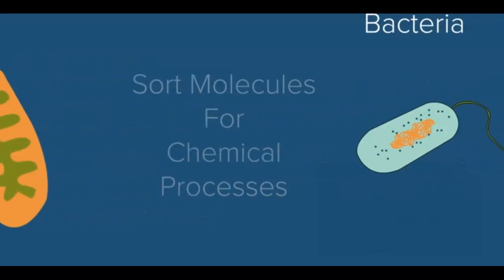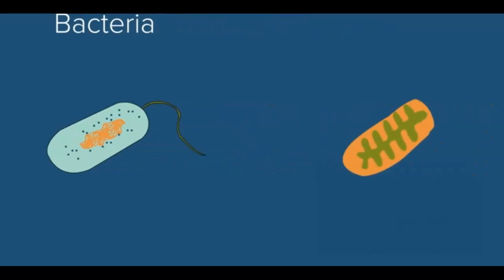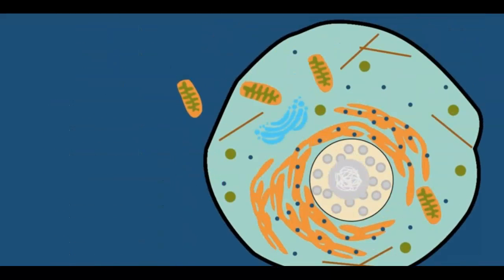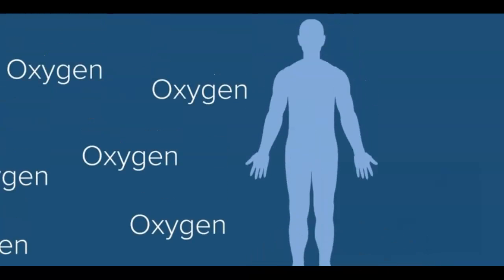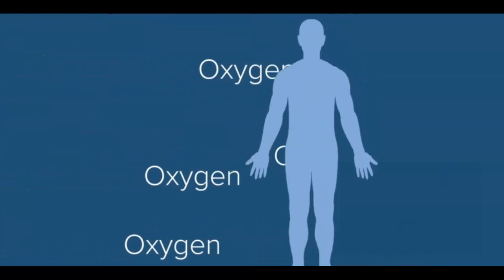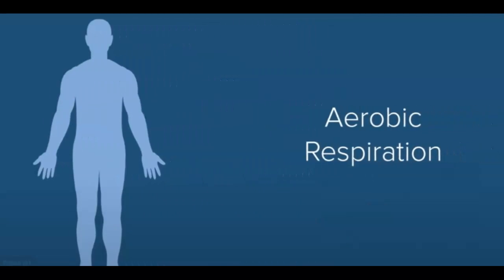Scientists think that mitochondria evolved from bacteria and used to be a separate single-celled organism. The reason for this theory is that mitochondria contain their own genetic information. Eventually, mitochondria were incorporated into the cell of another organism, and from then on, mitochondria have lived on inside their host cells, manufacturing energy for other organisms. When you breathe, you're bringing oxygen into your body that mitochondria use during cellular respiration. Cellular respiration that uses oxygen is called aerobic.